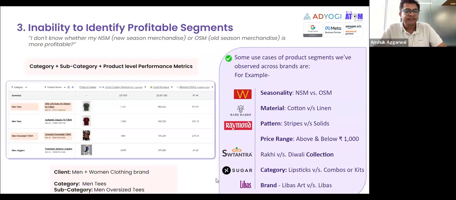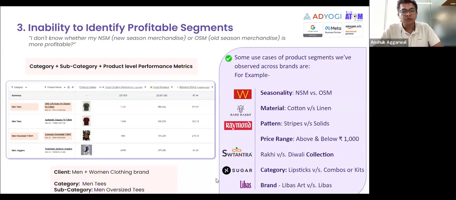And most people have this hunch that my new season is more profitable, but they may not have concrete evidence to say it's more profitable, right? We always know revenue, whether it is coming from new season or old season, but I'm talking about profitability, and profitability includes marketing spends as a very key contributor, right? Similarly, we may want to know cotton versus linen. Are my cotton shirts more profitable? Are my striped shirts more profitable? Is my Rakhi collection more profitable than Diwali? Are my lipsticks or combos more profitable?